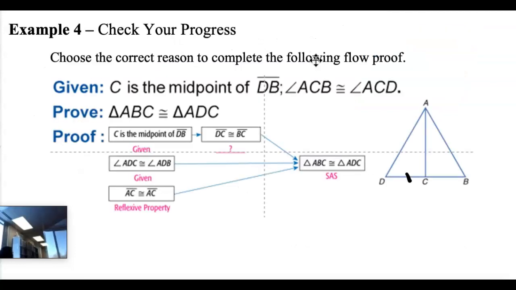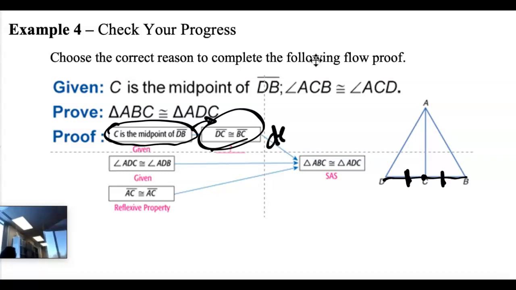Alright, last one. We're just trying to make this statement, so it comes from this statement here, and we want to know, what's the reasoning I can get from that point? So let's take a look at the picture. It tells us that C is the midpoint of DB. So they're making a statement that DC and BC are the same. Well, we can say that because that's the definition of midpoint. Alright, so today you're going to be practicing with some examples with side angle side.